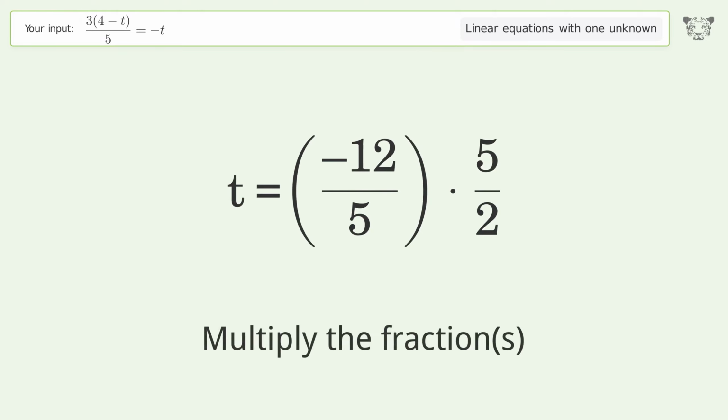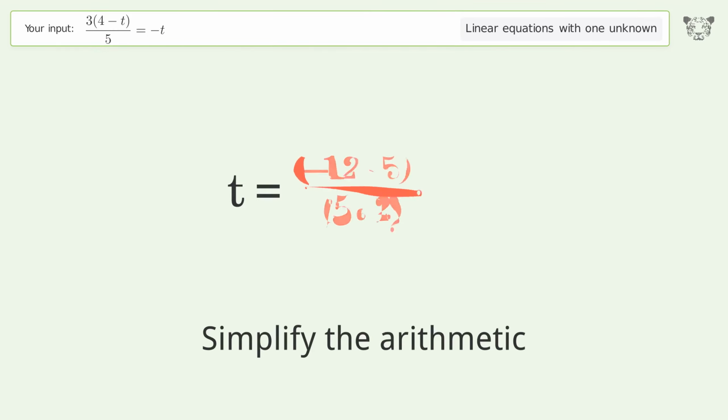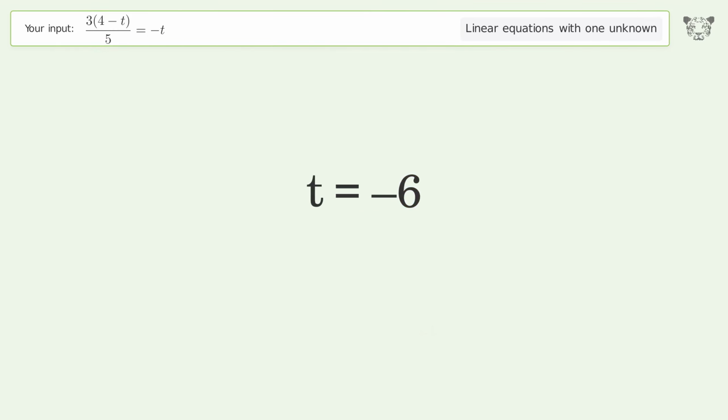Multiply the fractions. Simplify the arithmetic. And so the final result is t equals -6.